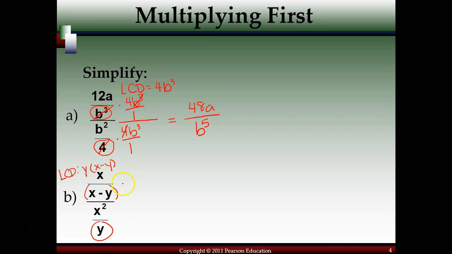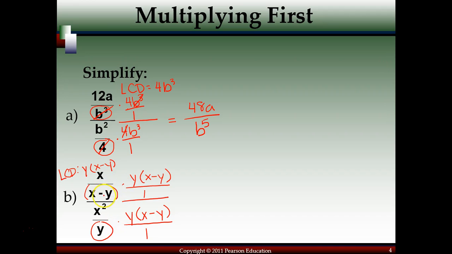Again, multiply both numerator and denominator by your LCD. So this one I'm going to multiply by y times x minus y. And here again, it's like saying over 1. If you want to draw that 1 in, you can; you don't have to. Multiply this denominator by y times x minus y, and I'm going to go ahead and put it over 1.